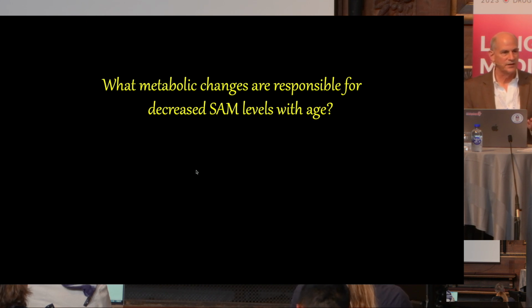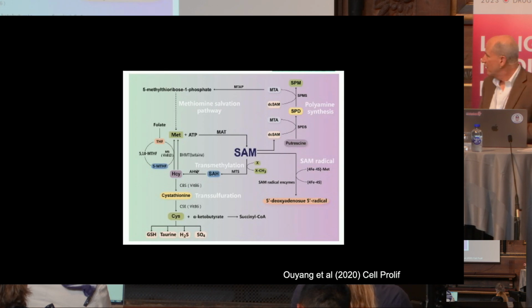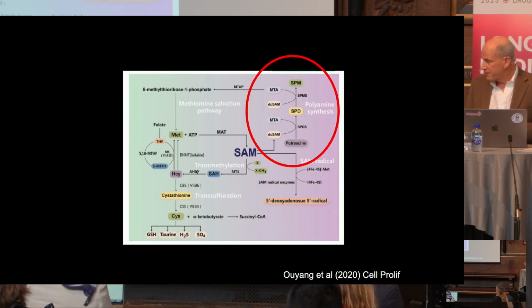So we're kicking this can one more spot down the road and asking what happens in the cell that leads to decreases in SAM levels with age. This is a more broad view of SAM metabolism in the cell. It's involved in a lot of reactions, but the one that caught our eye was the synthesis of polyamines, from putrescine to spermidine, because SAM is consumed in these enzymatic reactions of polyamine synthesis.